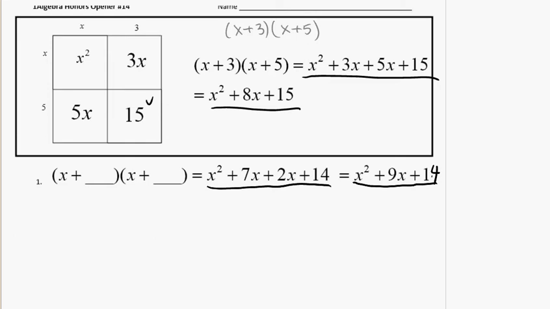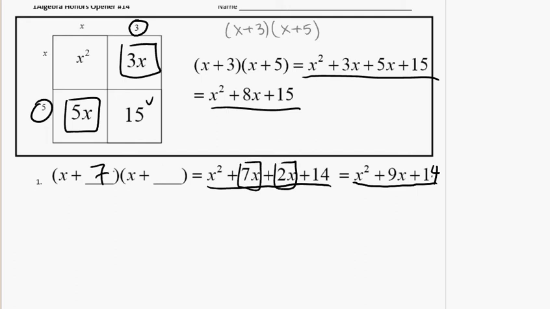So this should hopefully be a giveaway, right? Because you'll notice that the numbers 3 and 5 also appear in the 3x and 5x. So since I have 7x and 2x, this should be 7 and 2. And it doesn't matter if you put 7 and 2 or 2 and 7. It should turn out to be the same thing. And if you look at these two, they do add to 9 and multiply to positive 14.